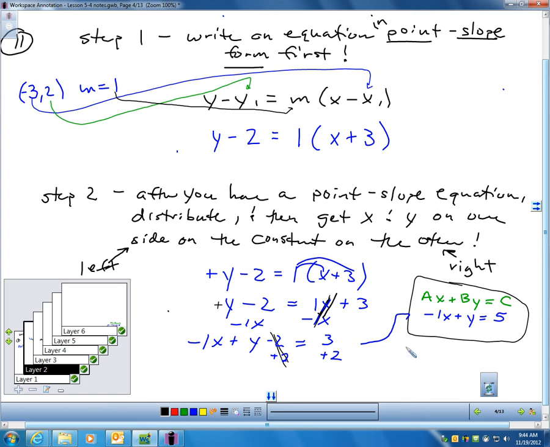So it's very simple. Just start in point-slope form. Plug in your slope, plug in your point, distribute, get all the x's and y's on one side, get all the constants on the other side, and you will have a standard form equation. We'll do another one of those.